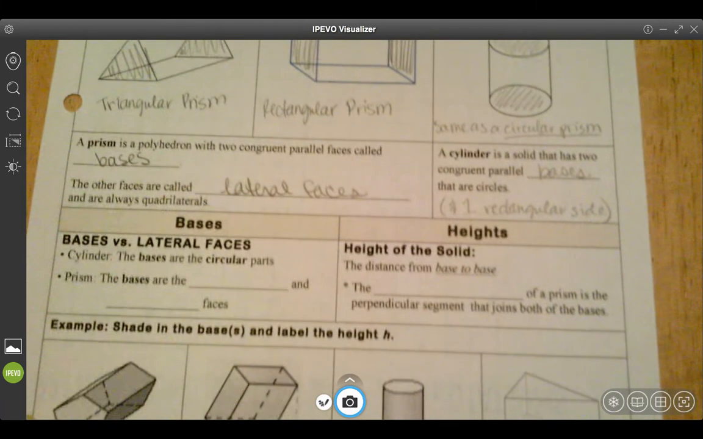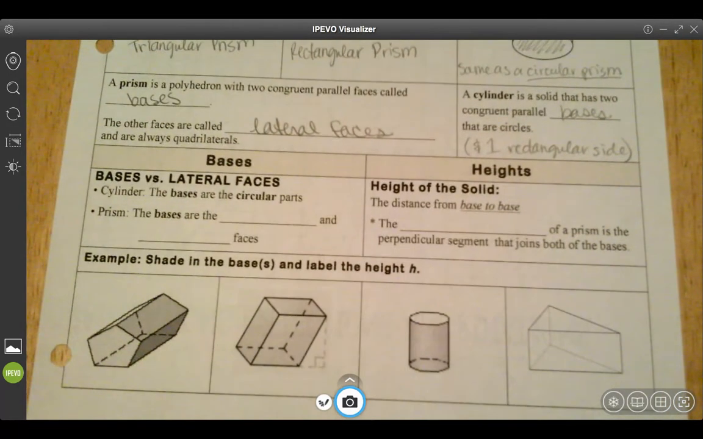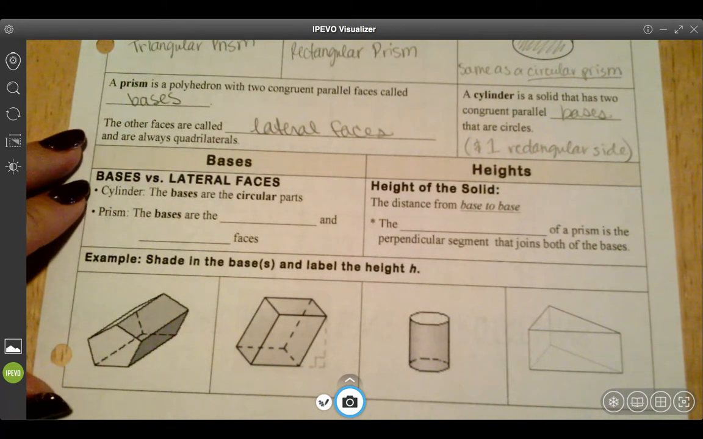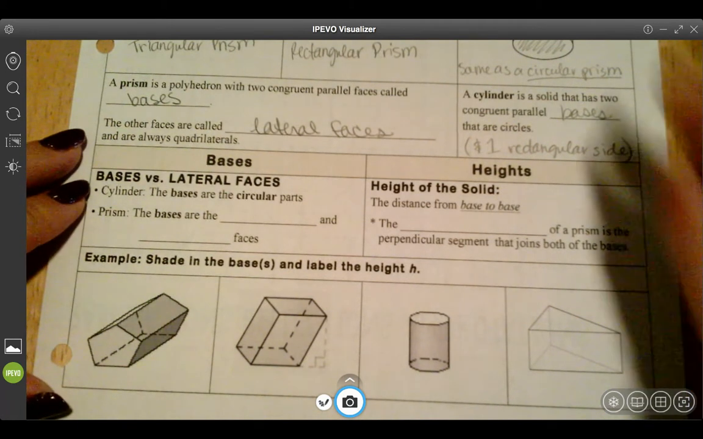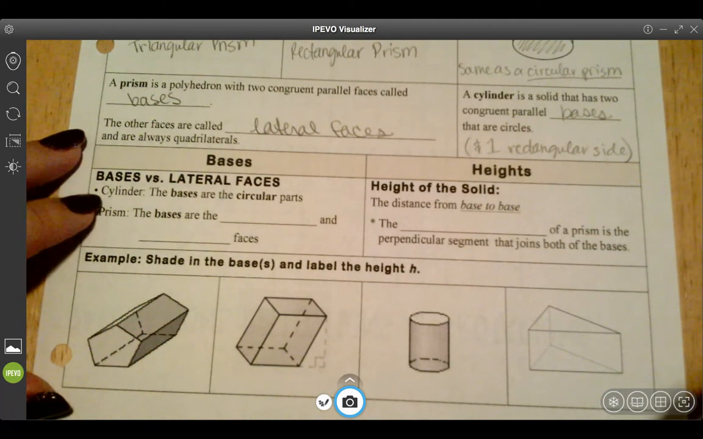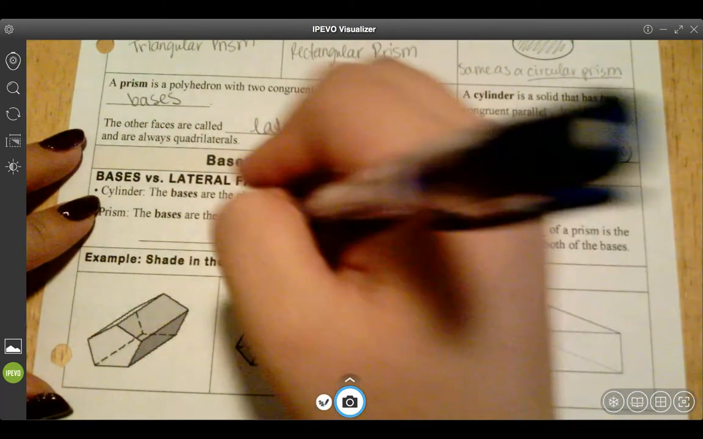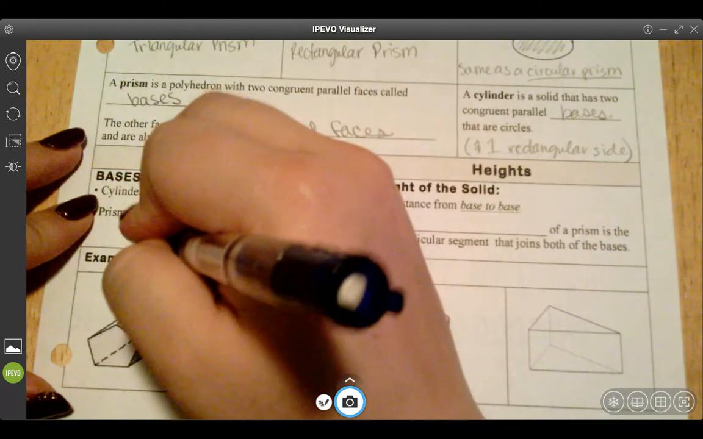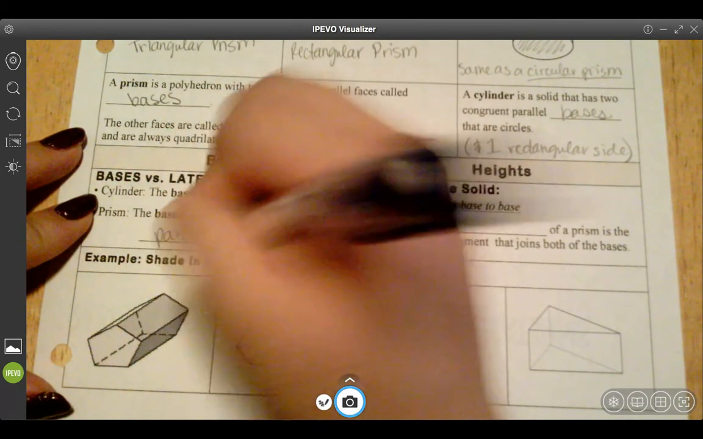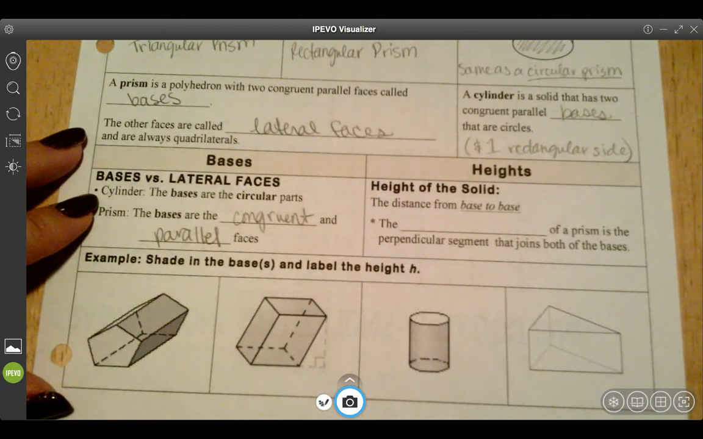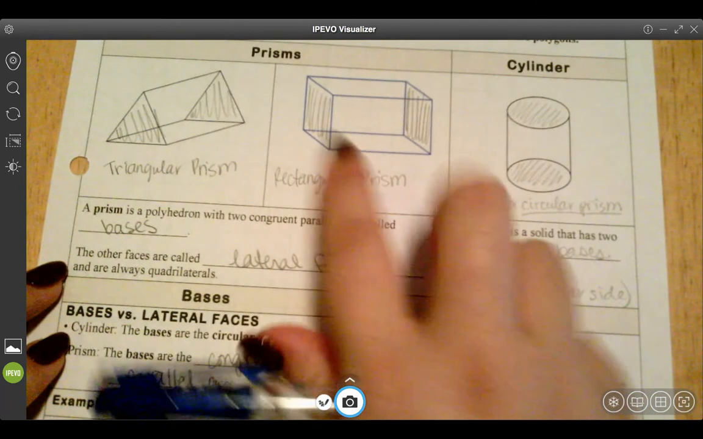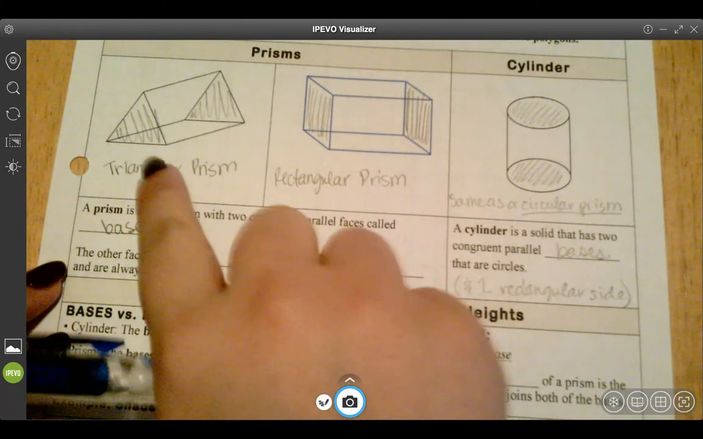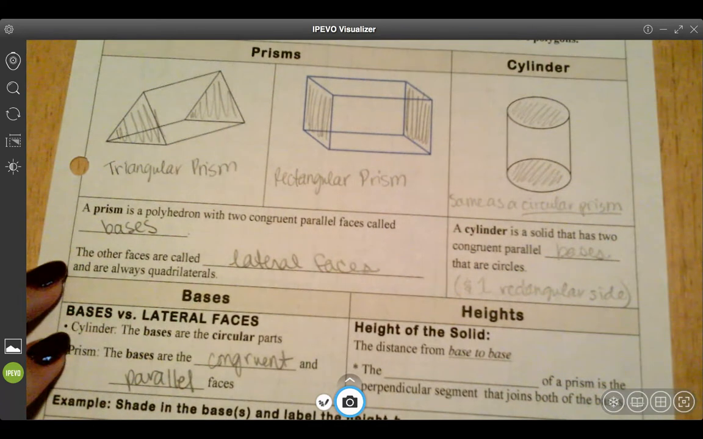Okay, so let's talk about the bases and the other parts of these prisms. So the bases, we said the bases are, for a cylinder, it's the circular parts. For the prism, we choose the bases that are congruent and parallel. Sometimes we have a choice. We could choose different bases. We could choose, for example, for the rectangular prism, we got to choose which 2 are our bases. Sometimes there's no choice. There's only one option for a triangular prism.